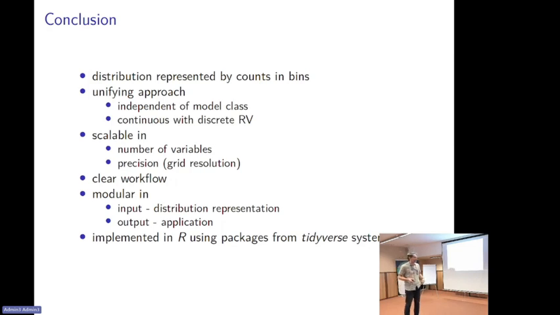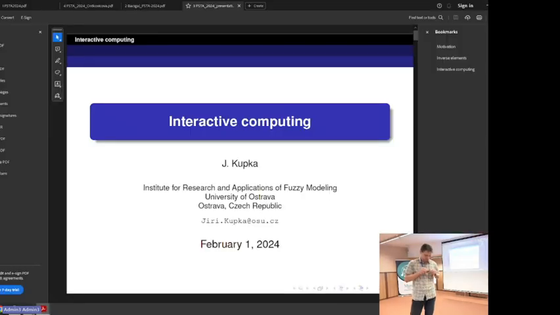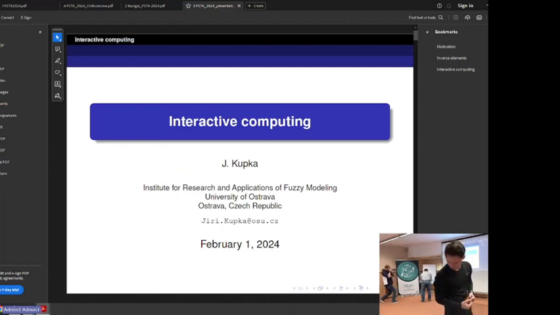Okay. Thank you. Let's go on. I think the next speaker is Jirka Kupka from Ostrava, and I guess instead of joint probability distributions, he's going to mention joint possibility distributions, which is related to interactive computing. Interactive computing depends on joint possibility distributions.